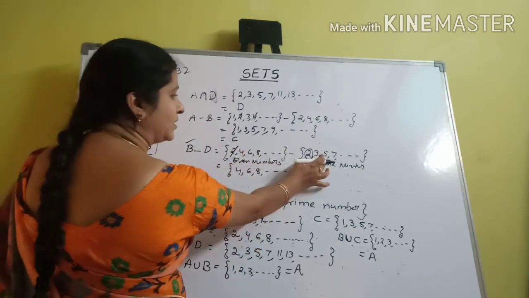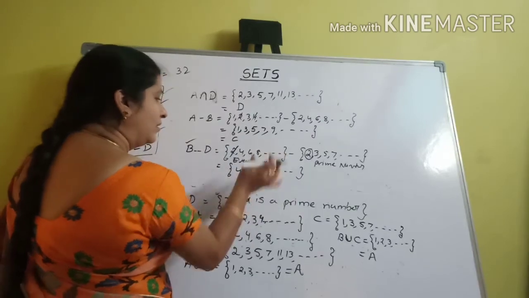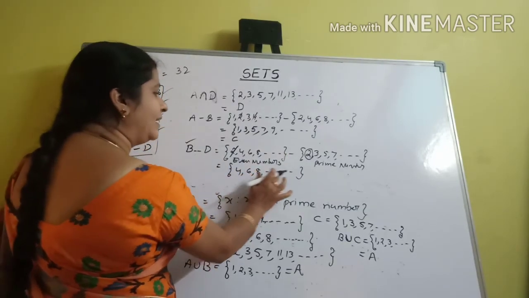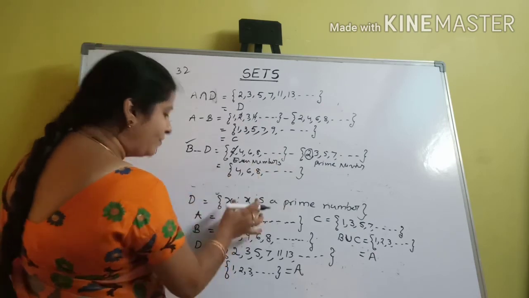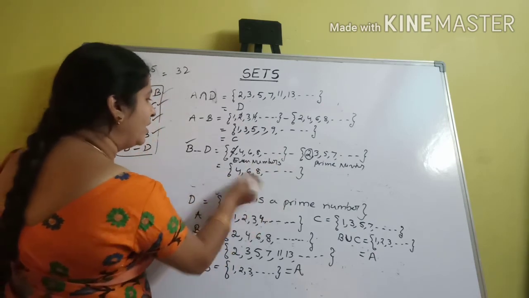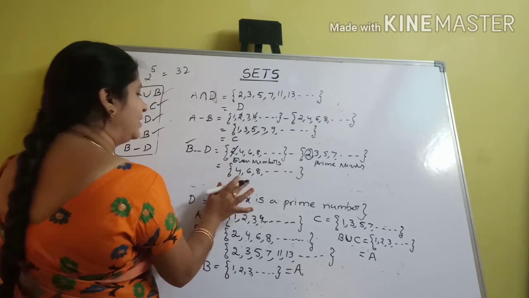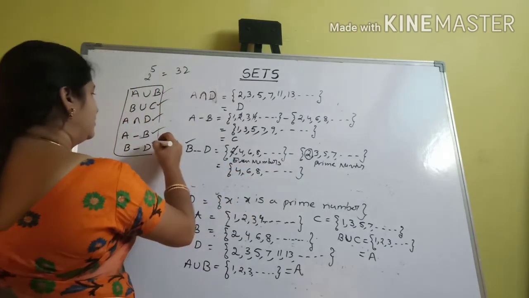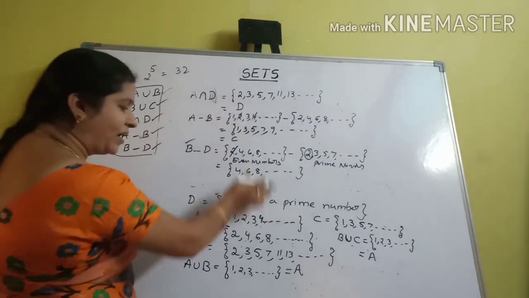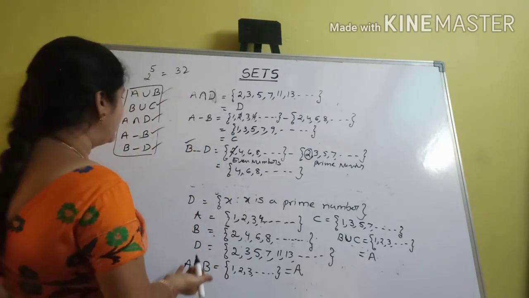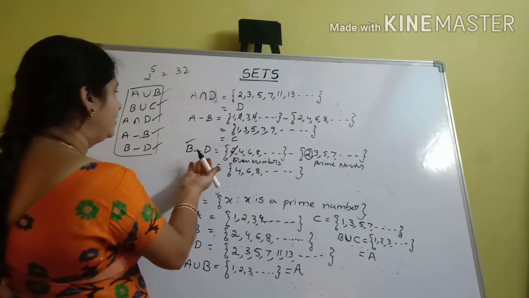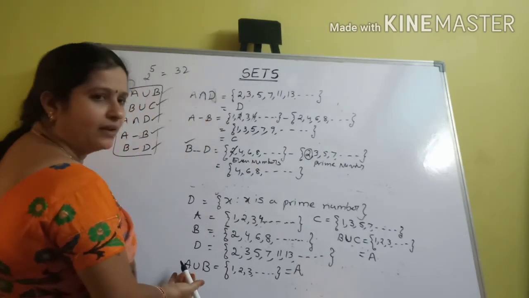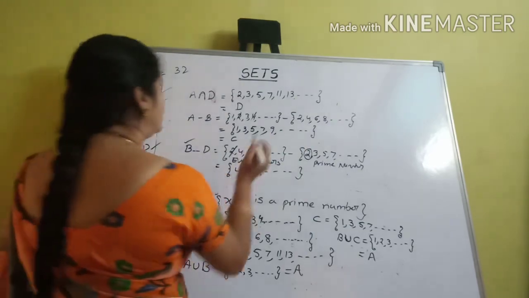It is the combination of two infinite sets, so the answer will also be an infinite set. So 4, 6, 8, etc. Is there any name for this? There is no name for this set. B minus D is simply the set of 4, 6, 8, etc. So in this way, you have to find so many combinations: B intersection D, D minus B, B minus A, B union A.